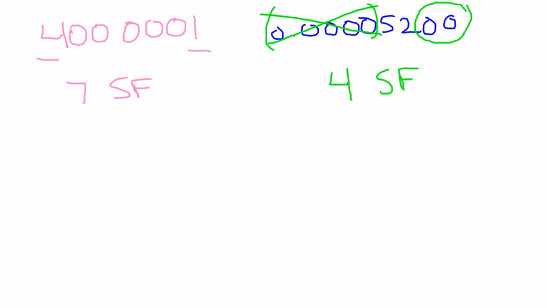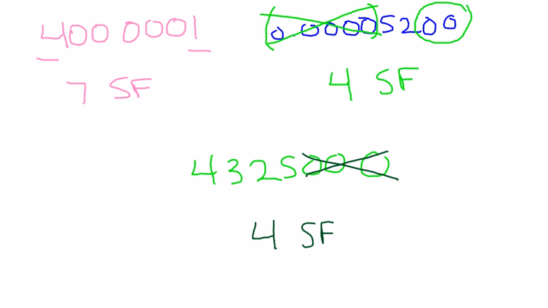In G, we have 4, 3, 2, 5, 0, 0, 0. If there were a decimal here, then those would be significant. But since there's not, those 3 zeros, none of them are significant. So here we have 4 significant figures.